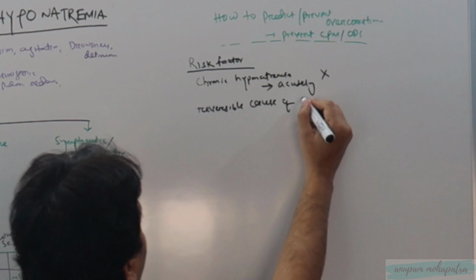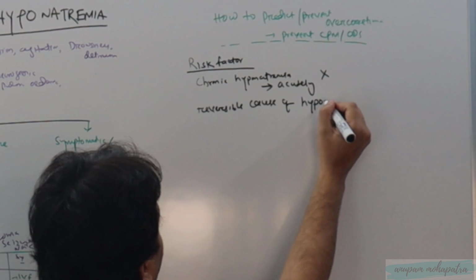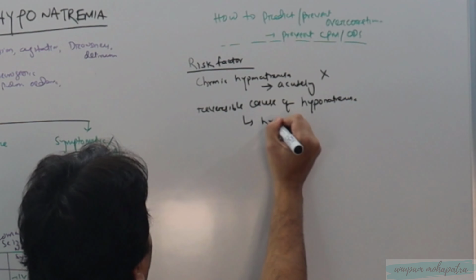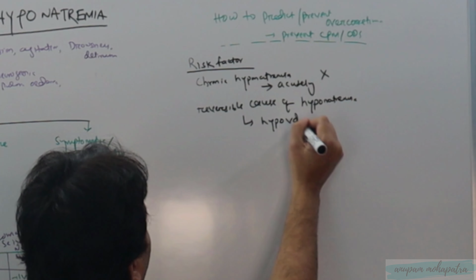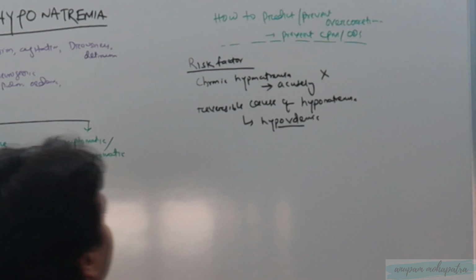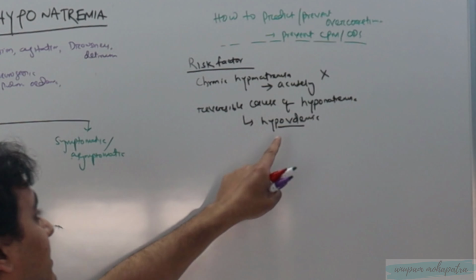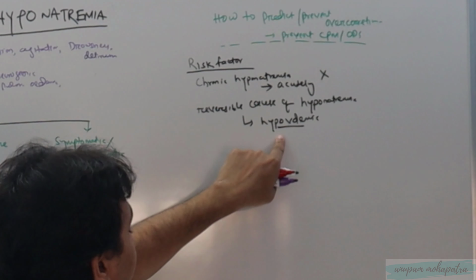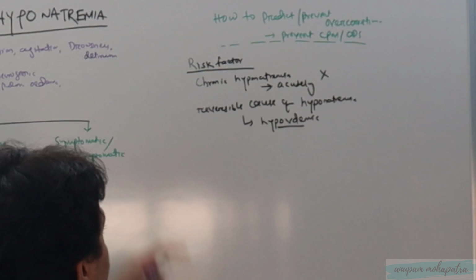cause of hyponatremia, and the most common will be hypovolemic hyponatremia, because hypovolemia can be corrected acutely. So this can cause a rise in sodium abruptly and can cause ODS.